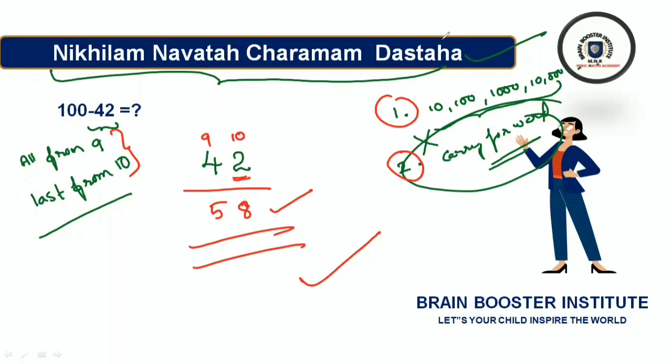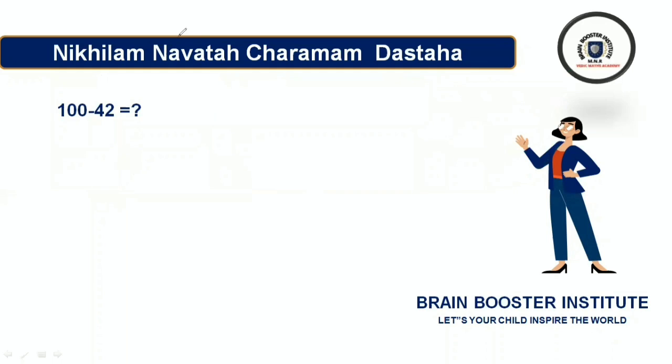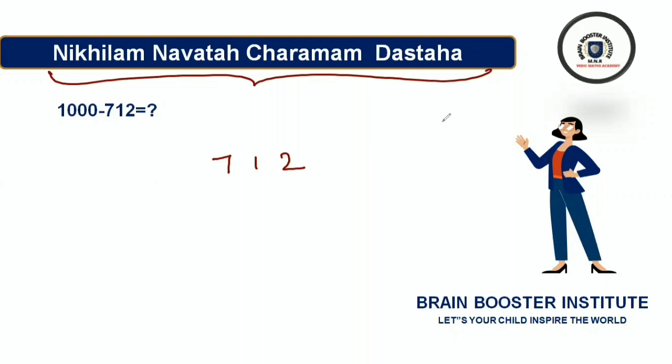Now let's see the next problem. 1,000 minus 712. Once again, I repeat this technique, my dear teachers. First of all, I'm writing 712. So let us use this technique, Nikilam Navatas Charamam Dastaha, meaning all from 9, last from 10. The unit digit should be subtracted from 10, and all the rest of the digits should be subtracted from 9. That's it. 10 minus 2 is 8, 9 minus 1 is 8, 9 minus 7 is 2. That's it, 288 is your final answer. Get my point?